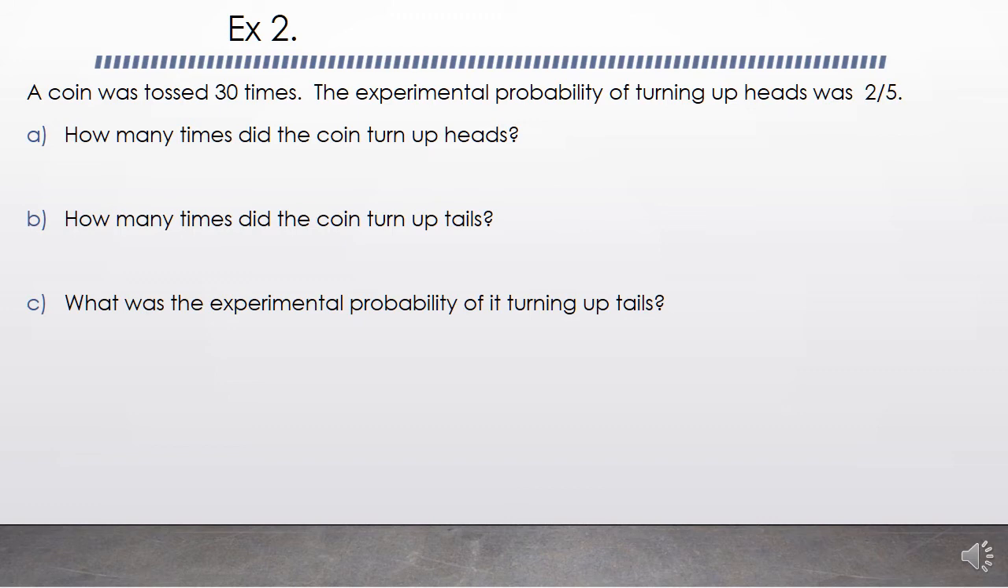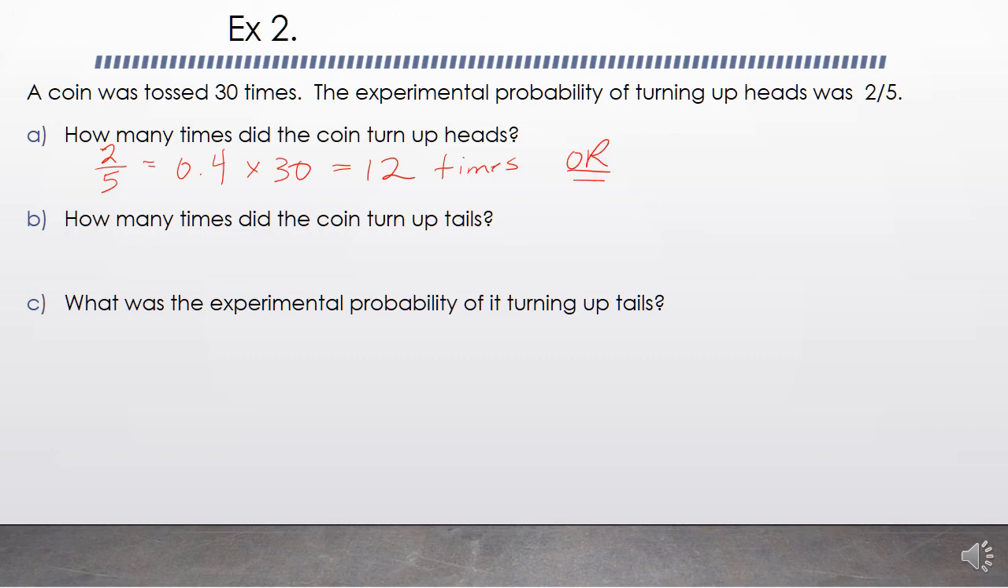So there's a couple of different ways to do this. I'm going to show you both ways. Some people might think this way. Start off with, we know that the probability was 2/5 of getting heads. If we make that a decimal, it's 0.4, multiplied by the number of times you flip the coin, we get 12. So again, the probability was 0.4. What's 0.4 of 30? 12.